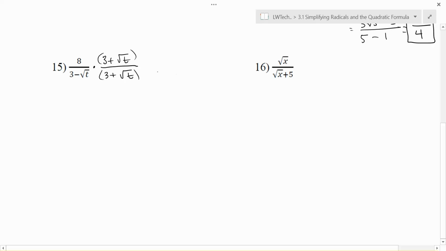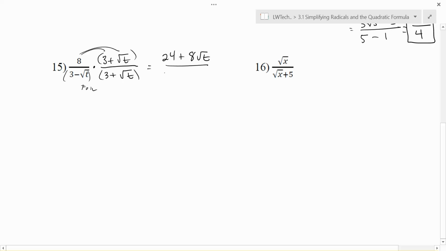Okay, so on the top here, I'm going to multiply. There's one number times a group, so I'll have to distribute. 8 times 3 is 24, plus 8 times the square root of t is 8 root t. In the denominator, I'm going to have to do the whole FOIL thing.